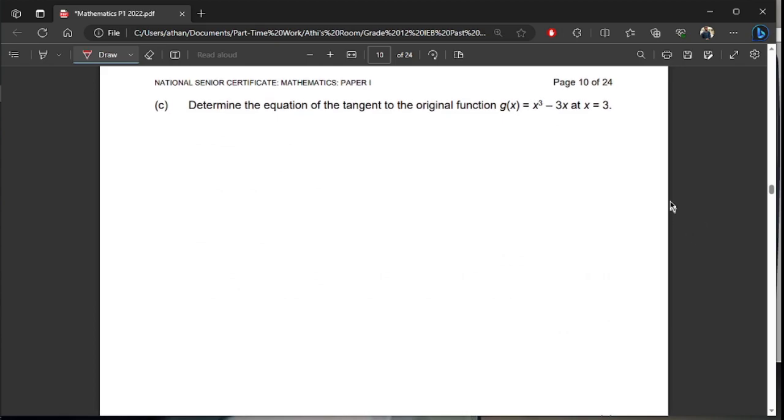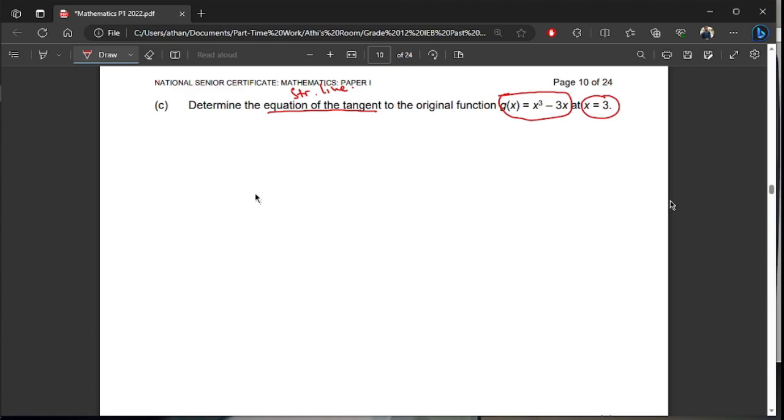Determine the equation of the tangent. This is a straight line. Determine the equation of the tangent to the original function of g of x at x is equal to 3.